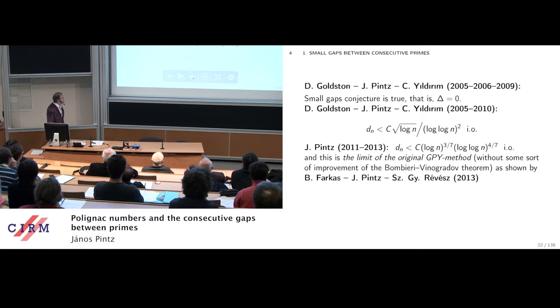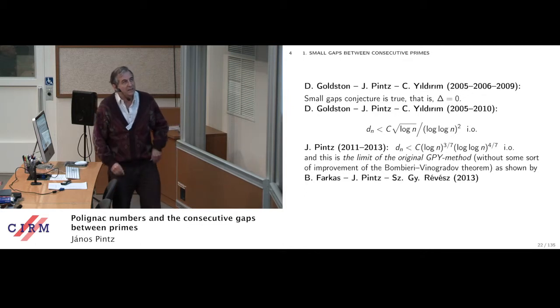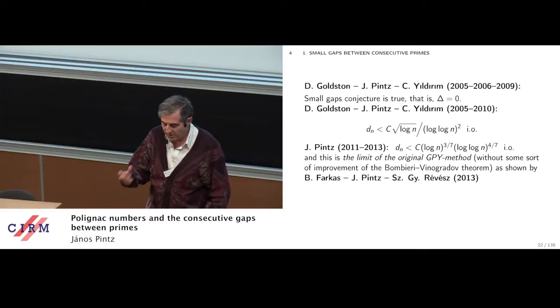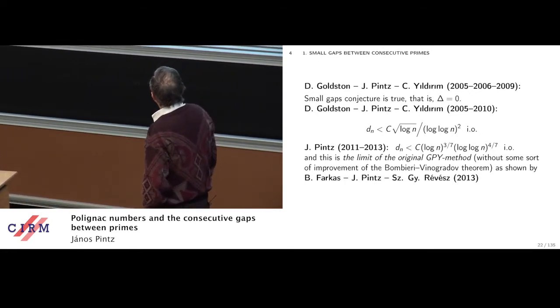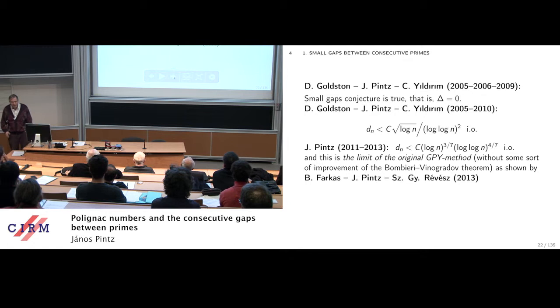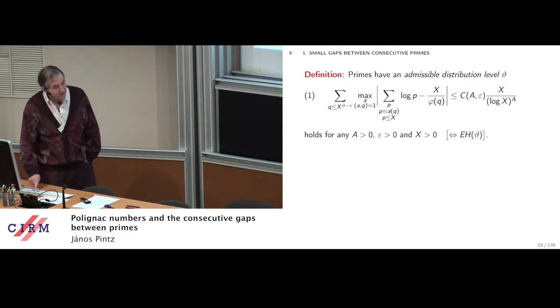And even just recently, based on work with Balint Farkas and Szilárd Révész, we succeeded to find the optimal weight function, and with this to calculate the boundary of the limit of the original GPY method without any sort of improvement of the Bombieri-Vinogradov theorem, and this gave log n to the power 3/7. And fortunately, this weight function that we found was still useful in the Polymath project of Tao, and that could reduce the very large bound of Zhang. I mean, not just this idea, but this idea additionally helped to reduce the large bound of Zhang to a smaller one in the difference of consecutive primes.